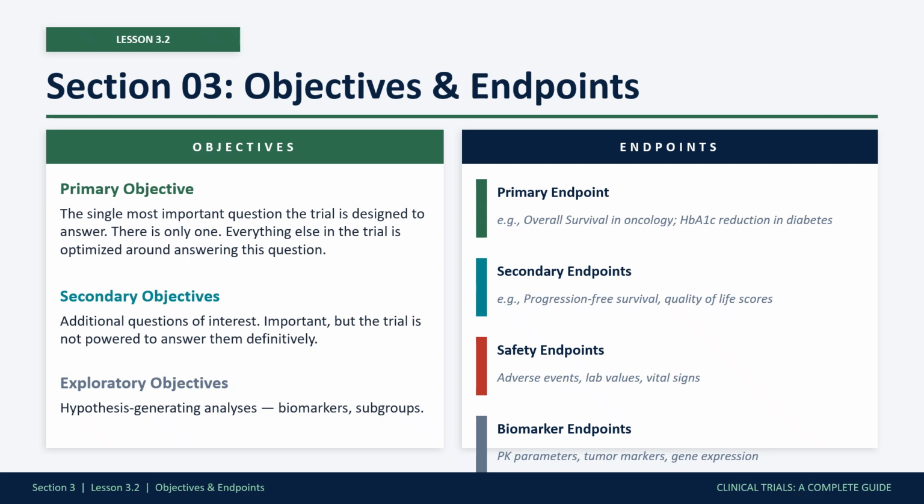It's specific, it's precisely defined, it's pre-specified before a single patient is enrolled. This pre-specification is everything. If the primary endpoint is vague or ambiguous, if it can be measured in multiple ways, regulators will reject the analysis. And if you change the primary endpoint after unblinding, that's scientific misconduct.